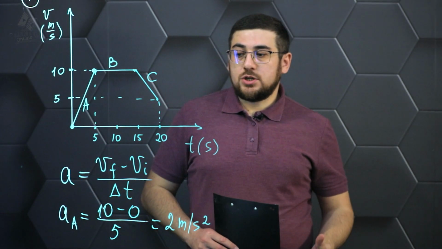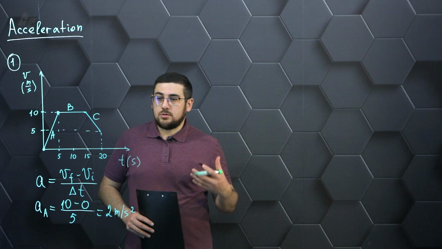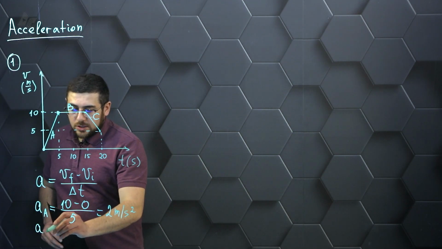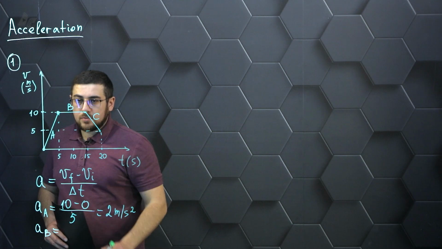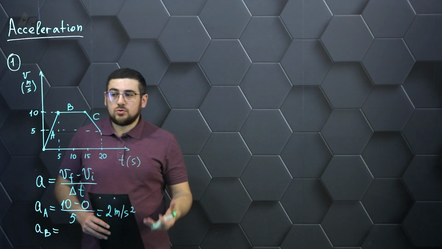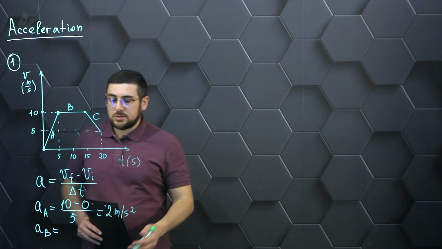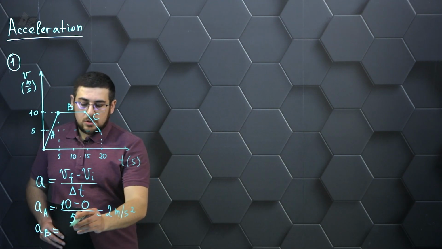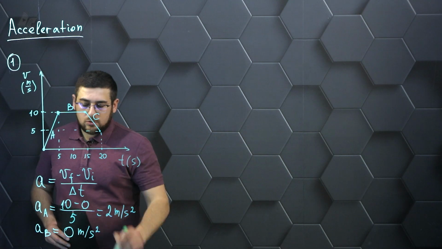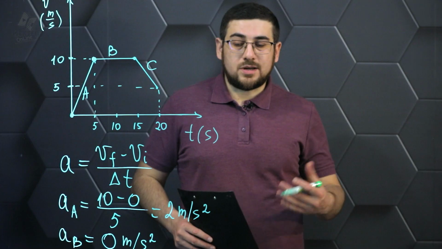Moreover, the acceleration here is positive. This indicates that the speed is increasing. The movement is equal acceleration. So, the acceleration at section B: here we see the initial and final velocity are equal to each other, 10 meters per second. Respectively, the change in velocity will be equal to 0, and therefore the acceleration will also be equal to 0. So the motion is uniform.